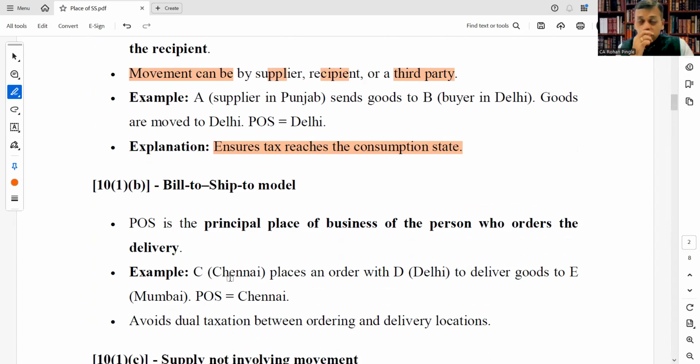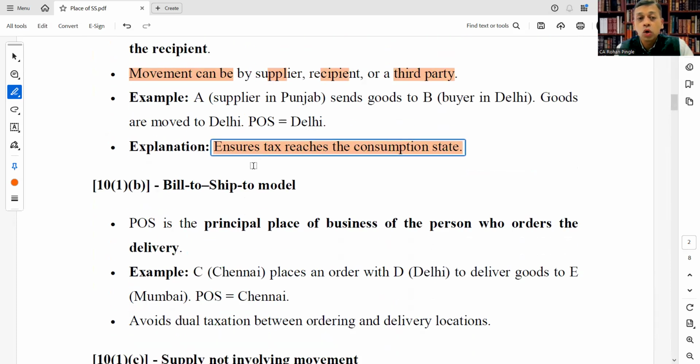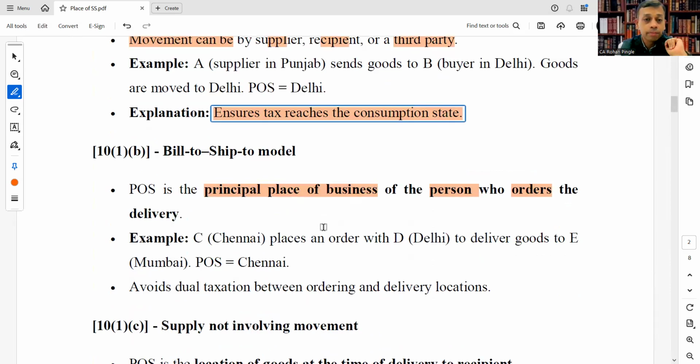In the first section, in clause A, we have seen supply involving movement of goods. Now in clause B, it is the build to ship to model. Place of supply in that case is the principal place of business of the person who orders the delivery. Let's see the example.